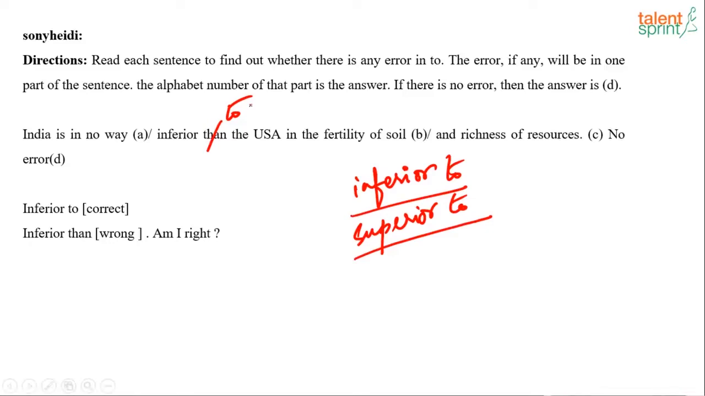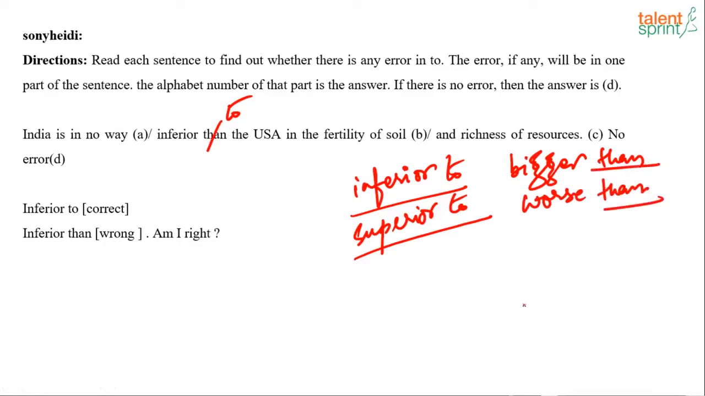Not than. If you have to use than, then you will use it with bigger than or worse than. So these are the words that you use the preposition than next to. Otherwise you will use inferior and superior. You always use to.